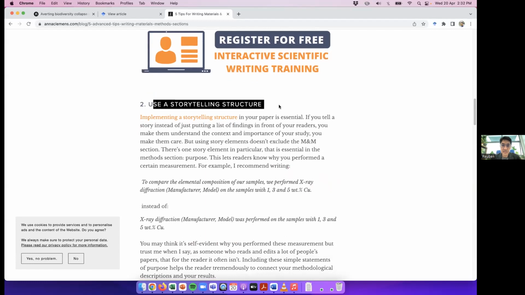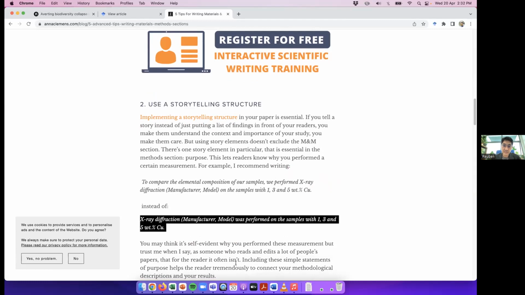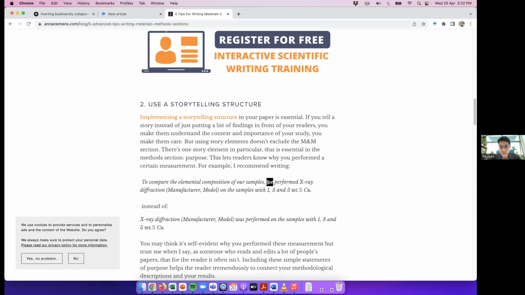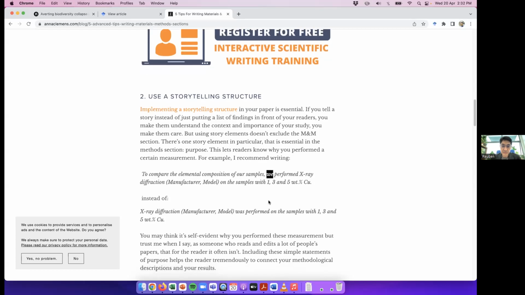So use the storytelling structure. Again, everything you do when you give a presentation is all about telling a story, including writing materials and methods. So sometimes instead of just saying what you did, you need to let people know why you did it. This is one of the objectives here, right? To compare the elemental composition of samples, we performed this study. Look at the wording here, not third person. We use we, taking ownership of your results. Use I, me, you, we, whatever. That's really, really important.